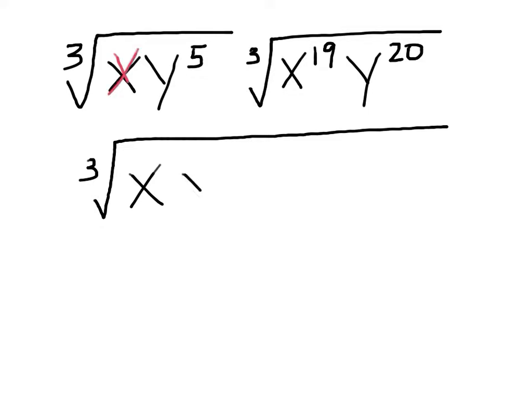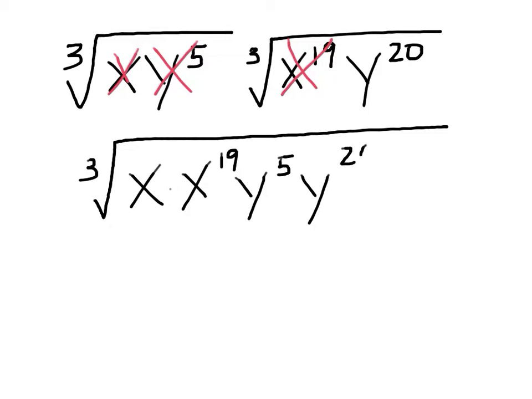Then we have an x to the 19. So we'll cross that guy out. Then we have a y to the 5th. So that takes care of him. And now plainly, all that's left is the y to the 20. And that takes care of him.